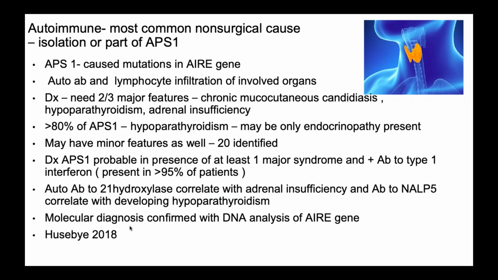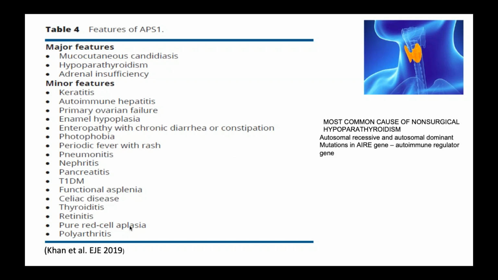Patients can also develop hypoparathyroidism, and this may be the only endocrinopathy in more than 80% of people with APS1. Adrenal insufficiency is also an important major feature of APS1. We can confirm a molecular diagnosis of APS1 with DNA analysis of the AIRE gene. The minor features are also important to evaluate. Patients may have primary ovarian failure, type 1 diabetes, or celiac disease, and it's important for us to consider the possibility of APS1 in patients who do not have post-surgical hypoparathyroidism.